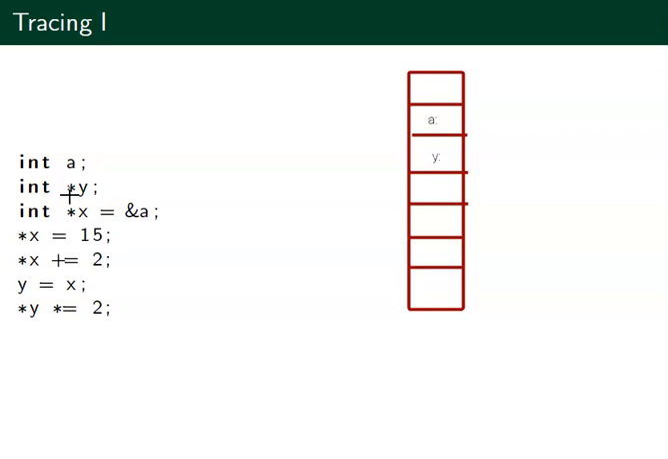Now what is the address that I will put here? I don't know. I don't have a value for the Y yet, similar to the A, which I don't have a value for yet. So it's declared, but it's uninitialized, or it doesn't have a value yet.